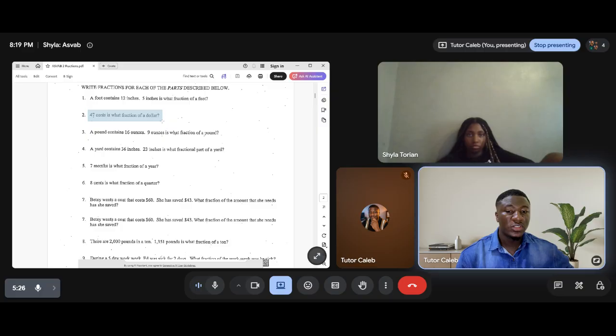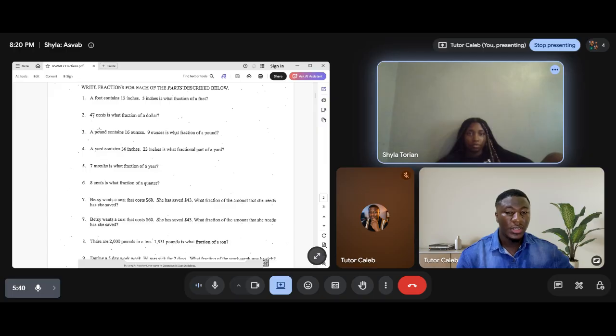Question 2. 47 cents is what fraction of a dollar? In $1, we have 100 cents. So 47 cents will be 47/100. That will be the fraction of 47 cents compared to a dollar. Make sense? Okay, you can try it.